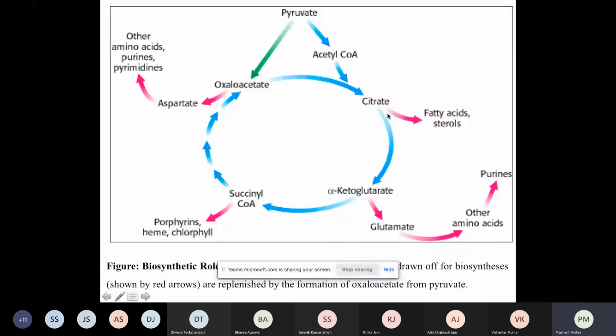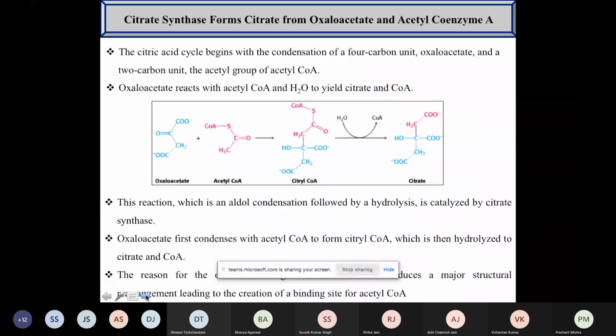So if something is removed from here, there is another pathway called the anaplerotic pathway, which will substitute some of the molecules in this pathway from pyruvate or from some other source, and that's the way the cycle continues. So what we can say is that the citric acid cycle, or TCA cycle, or Krebs cycle, is an amphibolic pathway. It has both catabolic reactions as well as anabolic reactions.